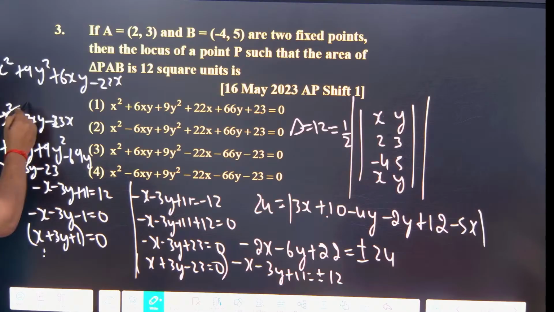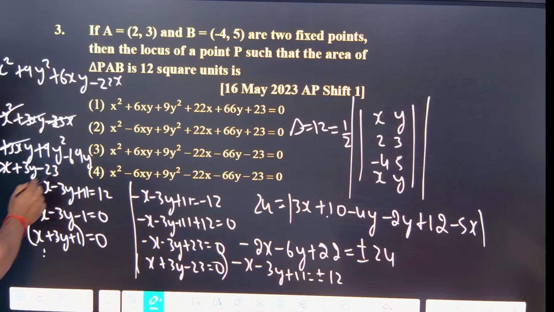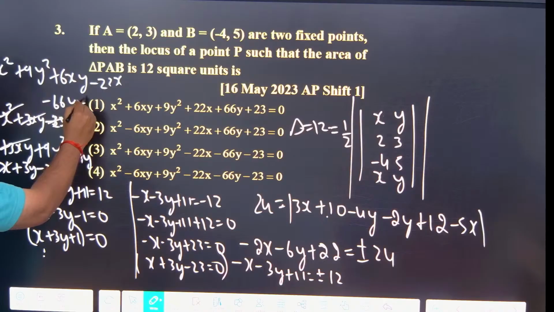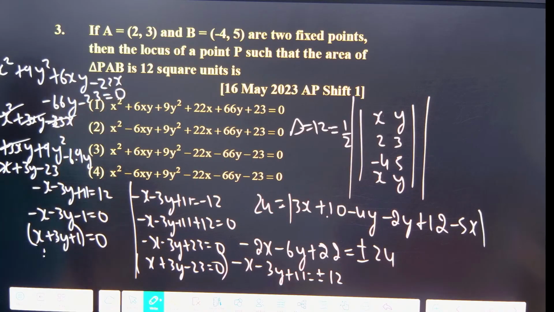Okay. What is left? What else if this is done? This is done. This is done. Okay, this is what? Minus 66y. Minus 23. So, what is the option? Third option. Understood how to solve?